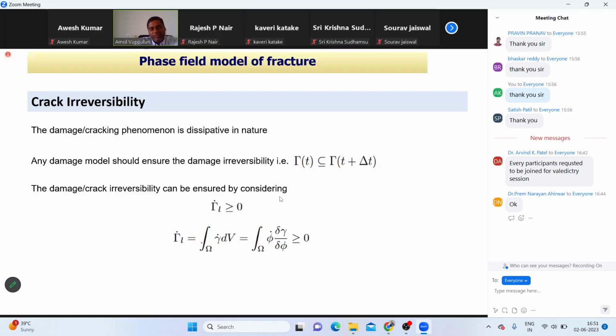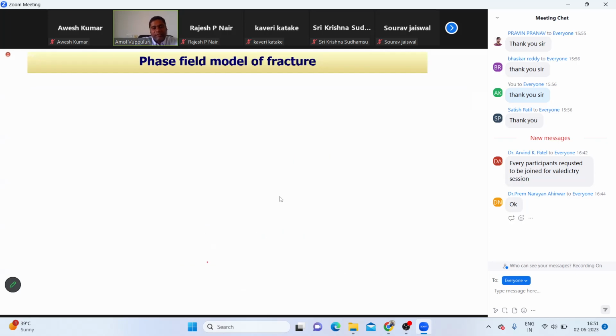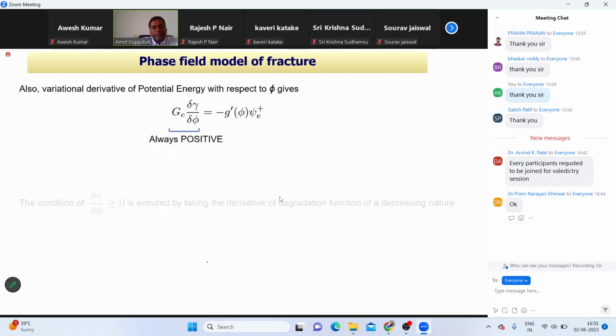capital gamma dot is nothing but the volume integral of small gamma dot times dV, which is phi dot times del gamma by del phi. So if this has to be greater than or equal to 0, then phi dot has to be greater than or equal to 0, and del gamma by del phi has to be greater than or equal to 0 in order to ensure the thermodynamic consistency. Okay, so I will not go into the details.